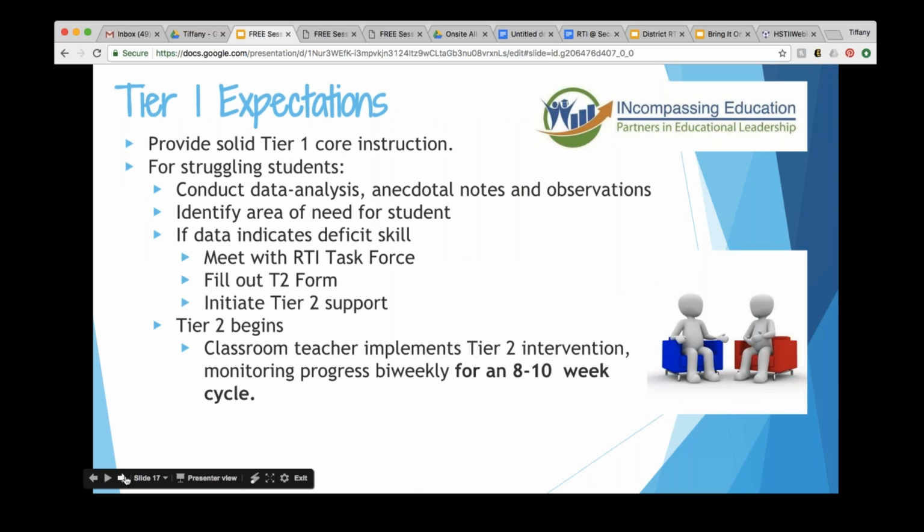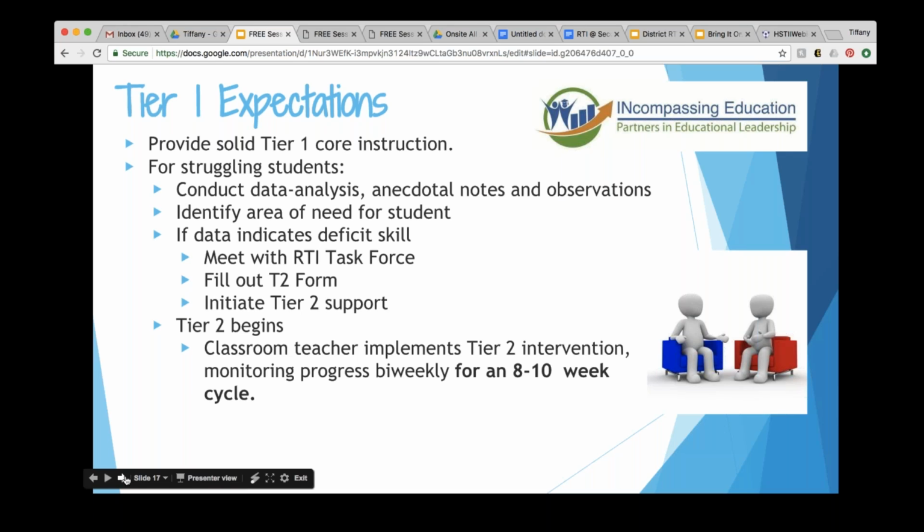Okay, so let's talk about Tier 1 specifically now. Remember, at Tier 1, we're providing that solid Tier 1 core instruction for our students. For your struggling students, you've conducted that data analysis, incorporating your anecdotal notes and your observational notes. You can identify the area of need for students based upon that information. You're utilizing your universal screener data and any other additional notes or things that you have observed for that kiddo to determine where you need to start with that particular kid.